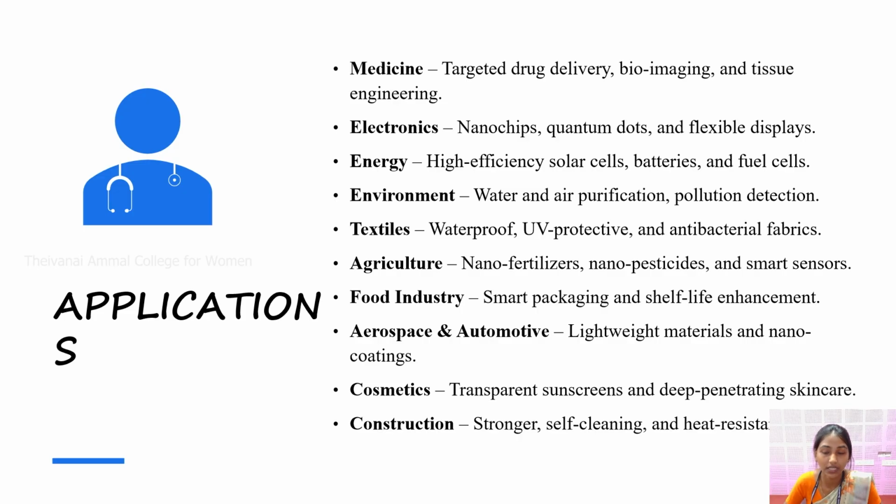Textile. In textile, we use nanotechnology in waterproof, UV protective, and antibacterial fabric. And then agriculture. In agriculture, we use nanotechnology in nanofertilizer, nanopesticide, and smart sensor. Then food industry. In food industry, we use it for smart packaging and shelf life enhancement. And aerospace and automotive, we use nanotechnology in lightweight material and nano coating.